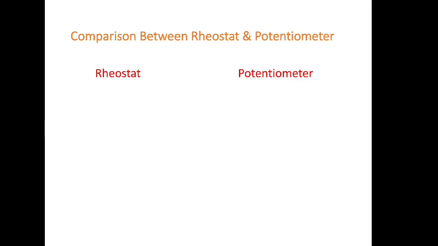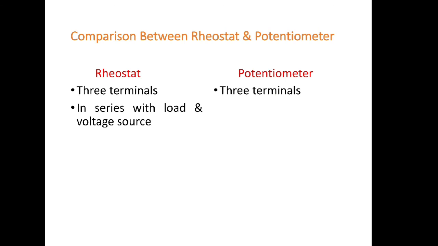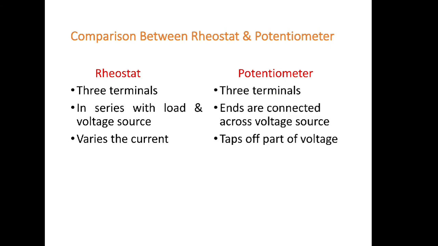In fact, the variable rheostat as well as the potentiometer do the same job, but there are slight modifications here. It is also a 3-terminal device. In a rheostat, it is connected in series with the load and voltage source. And the next one, in a potentiometer, its ends are connected across the voltage source. So rheostat varies the current, and a potentiometer taps off part of the voltage.